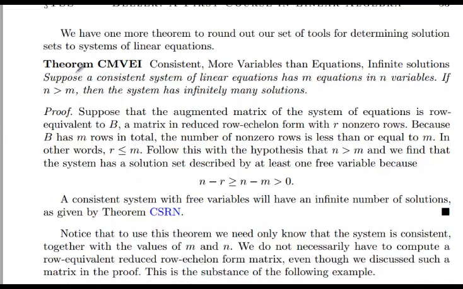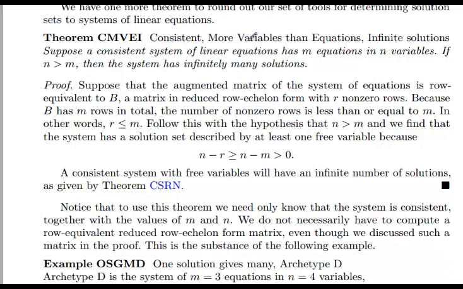So let's look at this equation here. Consistent, more variables than equations. In this case, suppose a consistent system of linear equations has m equations in n variables. If n is greater than m, that is, in other words, if the number of variables is greater than the number of equations, then the system must have infinitely many solutions. In other words, it's consistent and has at least one solution. If it has at least one solution, and there are more variables than there are equations, then it must have infinitely many solutions. Okay, so how does this work?